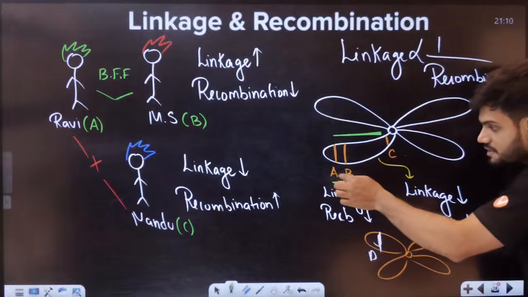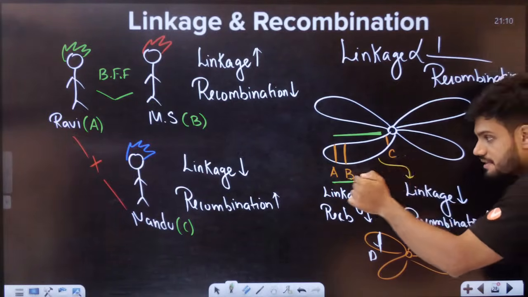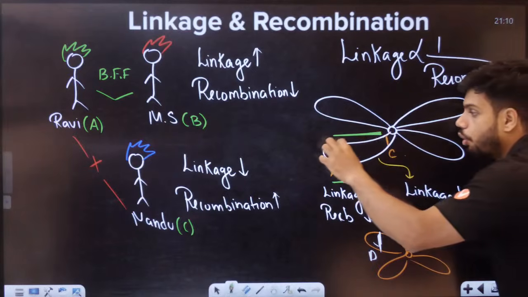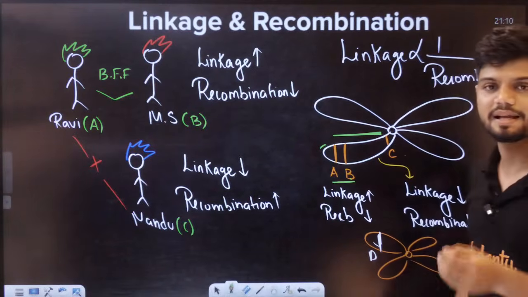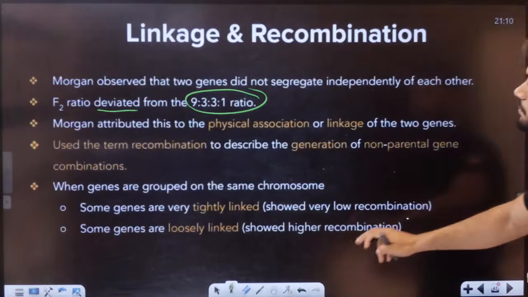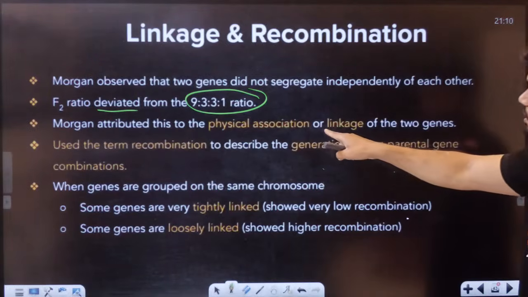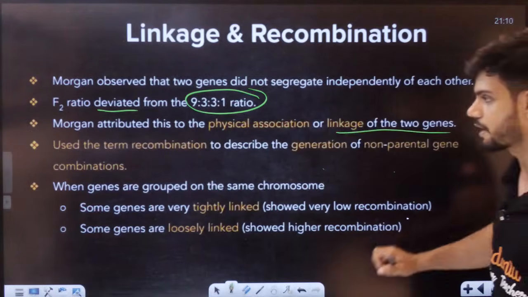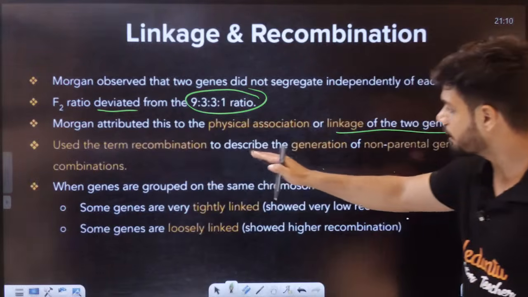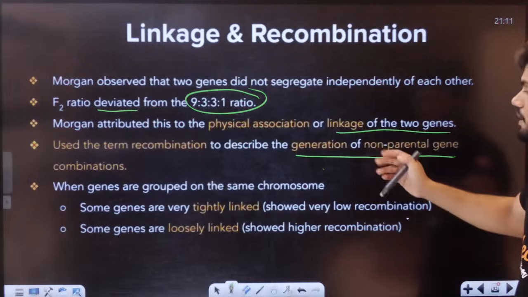That is physical association of genes, gene A, gene B, gene C. Physical association of genes on a chromosome is called linkage. It is called what? Linkage. Okay. Morgan attributed this to the physical association of genes, or linkage of these two genes. The term recombination is used for generation of non-parental gene combinations. That is called recombination.